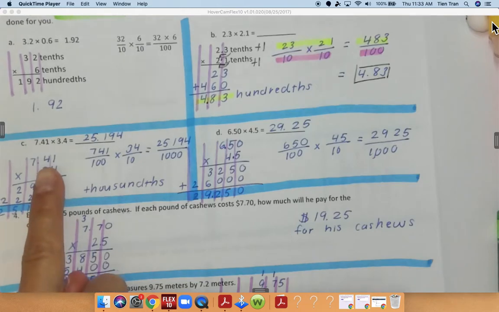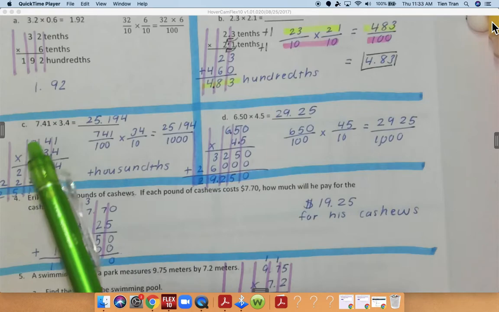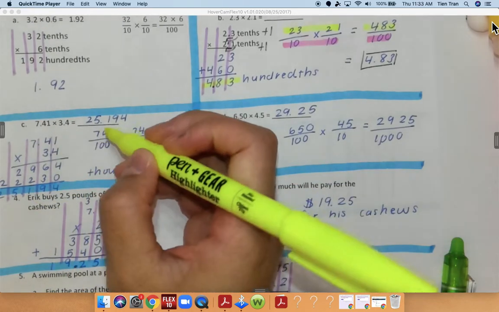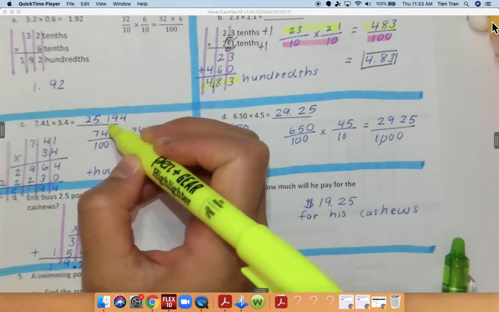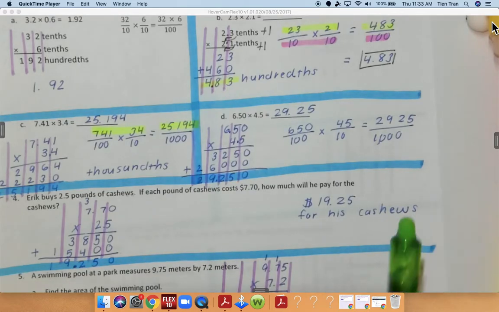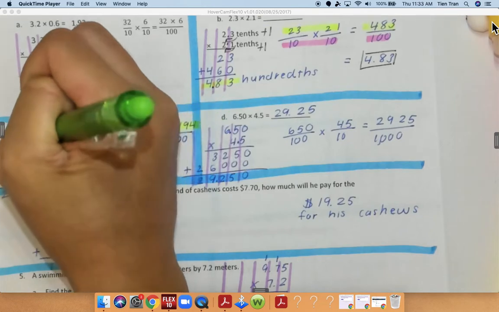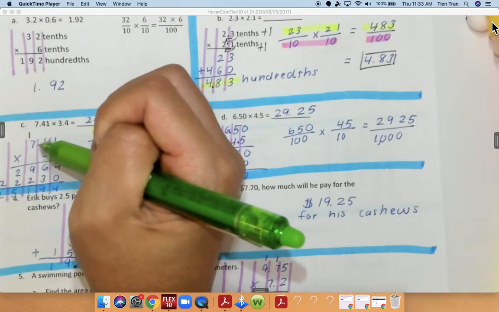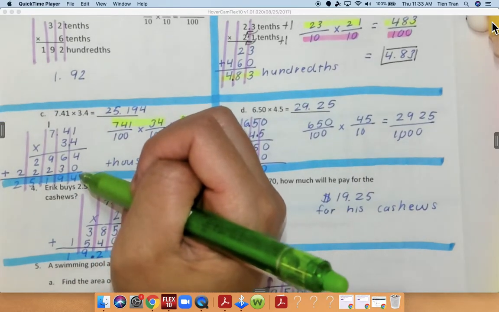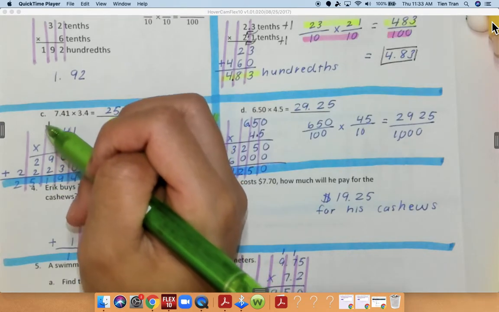Now next we have 7.41 hundredths. So notice that the 1 is in the hundredths place and 4 is in the tens place. So first I'm going to multiply 741 times 34. And when you do that, 4 times 1 is 4, 4 times 4 is 16. And then we have 4 times 7 is 28, plus 1 is 29. Bring down your 0. 3 times 1 is 3, 3 times 4 is 12, 3 times 7 is 21.